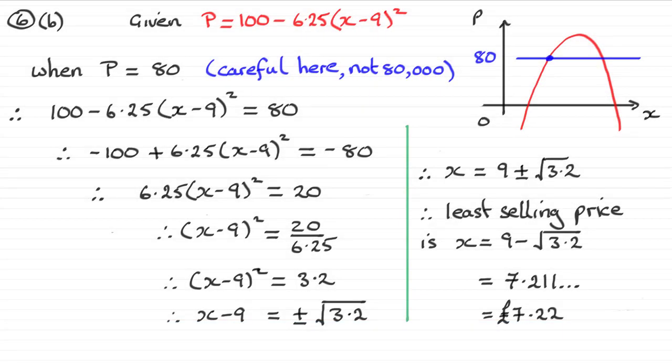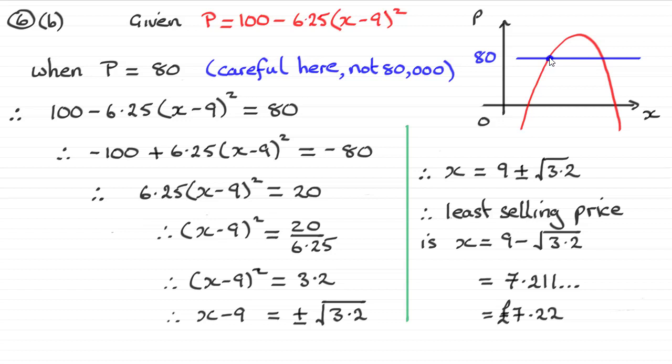So for 6 part B then, what we've got is that the company makes a profit of £80,000, and that means that P is equal to 80. We've got to be careful because it's not 80,000. Remember, P is measured in thousands. So P would be 80. And we've got to work out then the least price, the least selling price that we can produce that toy for. So you'll notice from the graph here, I've just taken the graph for P and I've marked in where P is 80, and you can see it crosses at 2 points, and we're interested at this point here.